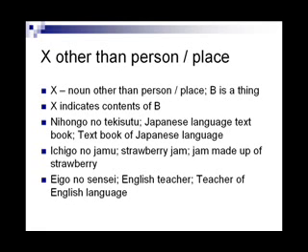Ichigo no jam, strawberry jam, jam made up of strawberry. Strawberry is a constituent of the jam. It may have many other constituents also, but strawberry gives the jam a unique identity and is the major constituent. That is how jams are generally differentiated.